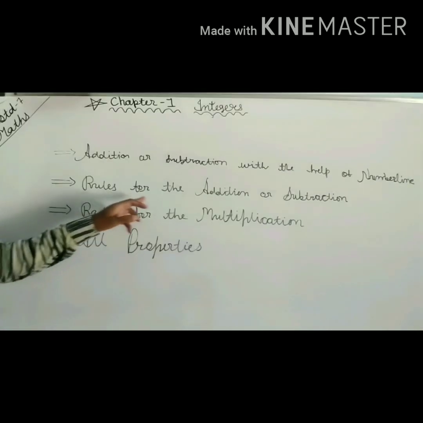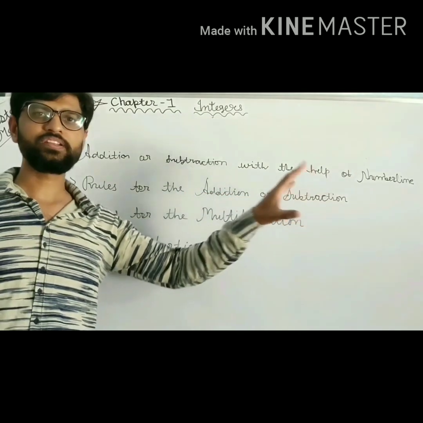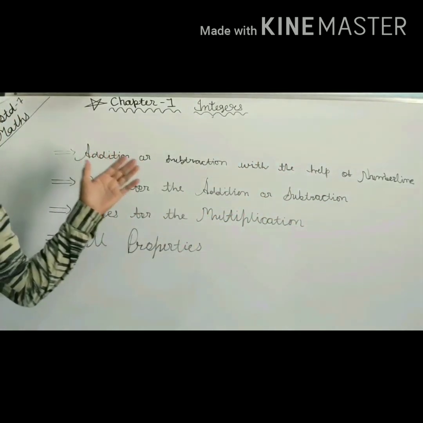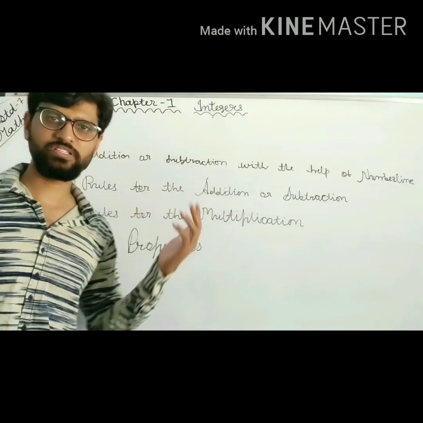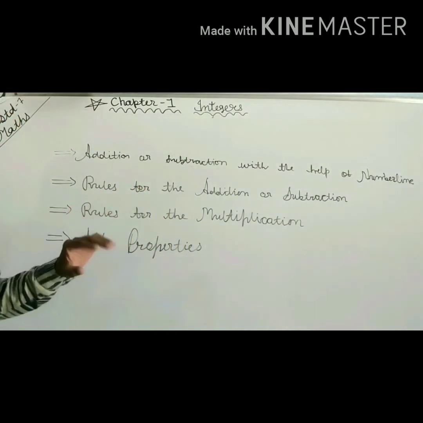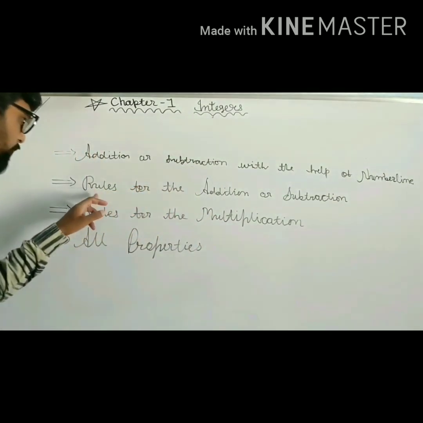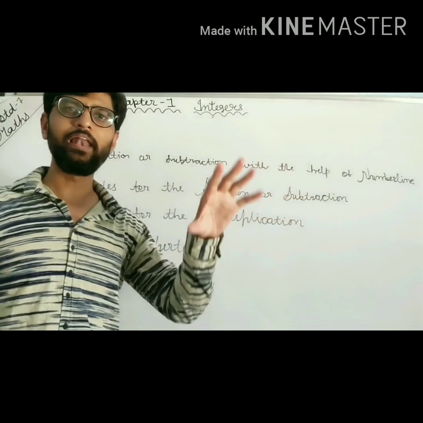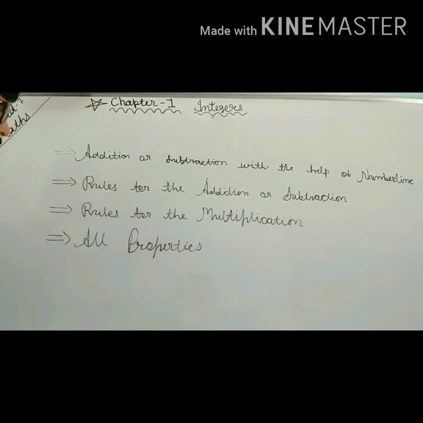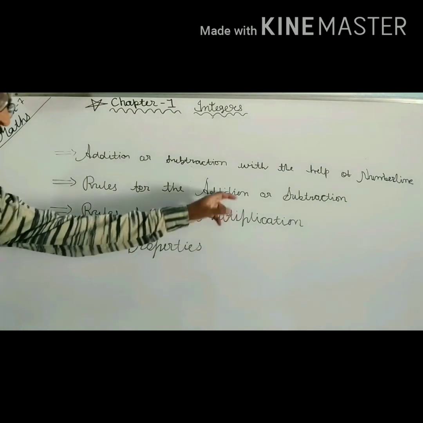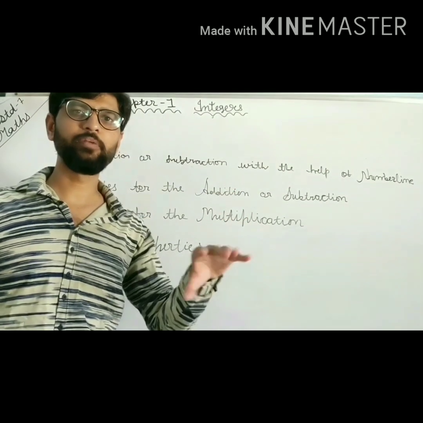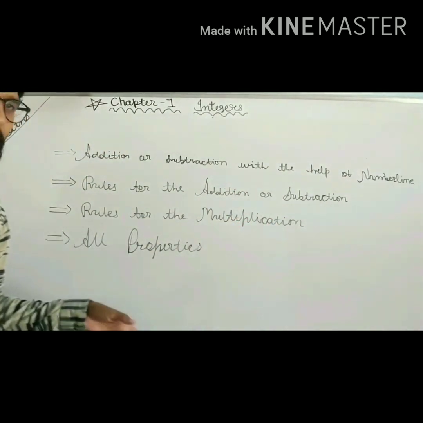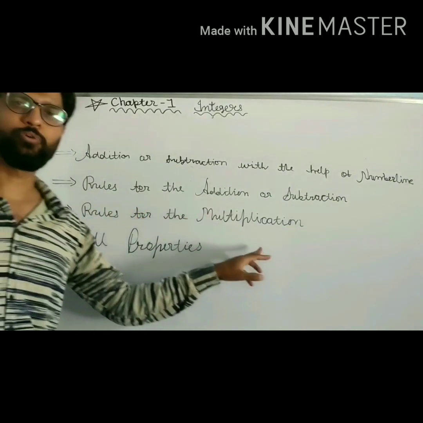Second one is rules for addition or subtraction. There are some rules. If the number line is not given, if we are trying to solve ourselves without a number line, then which rule will be applied? So the rules for addition and subtraction will help you add or subtract numbers. Rules for multiplication: same thing for multiplication, which sign will come when you do the sum. It will be helpful to you.